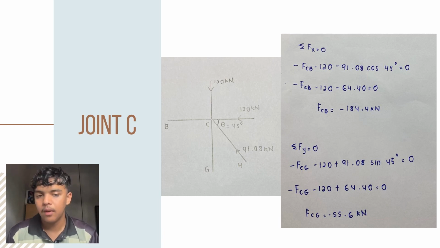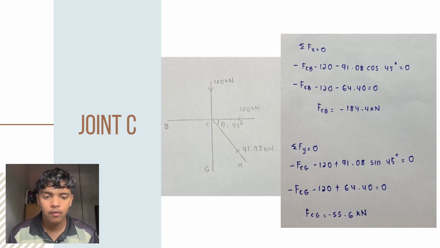Today I will show you the calculation for joint C. Sum Fx equals to 0, negative FCB minus 120 minus 91.08 cos 45 degrees equals to 0. Then we got negative FCB minus 120 minus 64.40 equals to 0. So the final answer is FCB equals to negative 484.4 kN. That's for Fx.